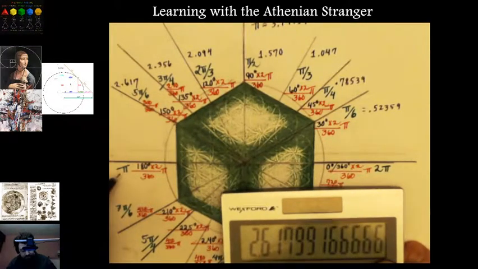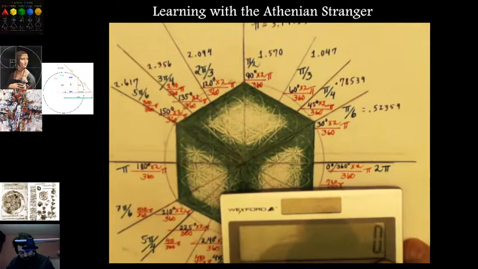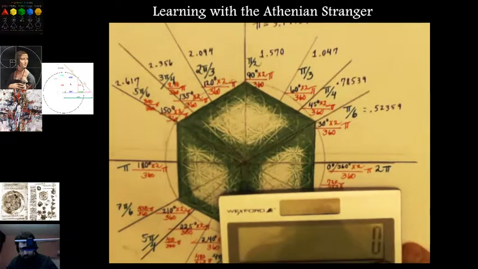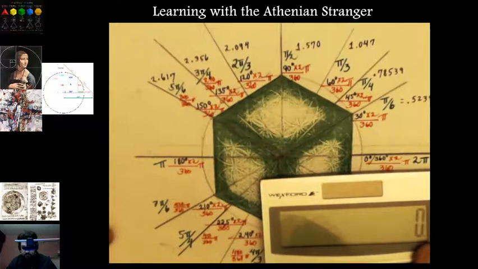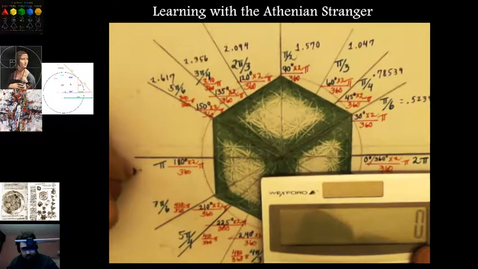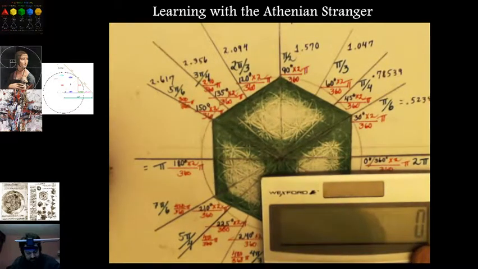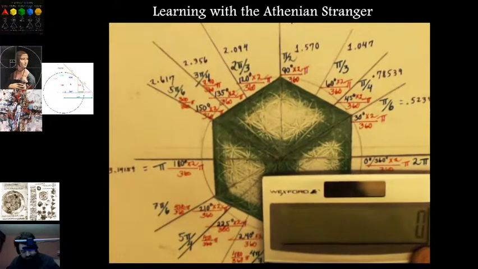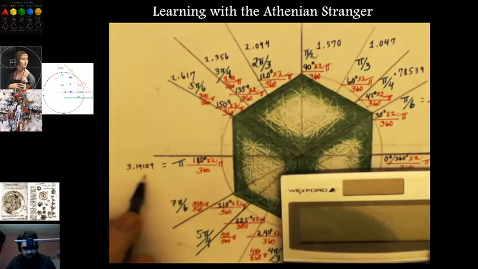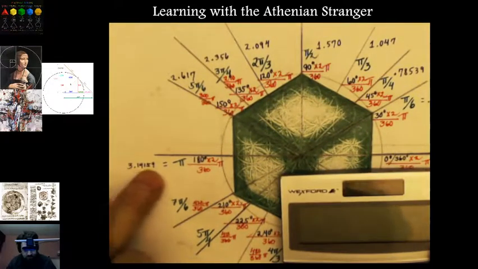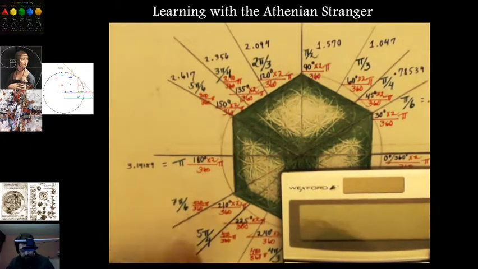Now let's jump down here to pi. Pi is 3.14159. So the radian measurement in decimals of pi is just pi. So 3.14159. I took it out to too many significant digits, but you get the point. It's pi.